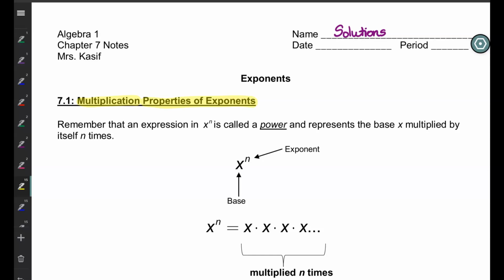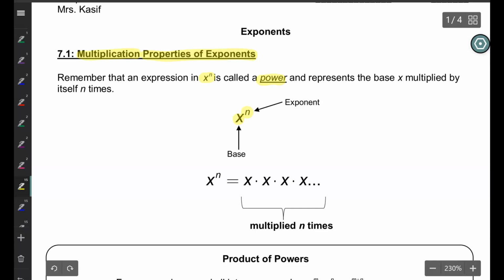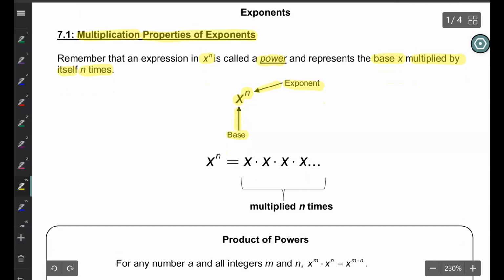What is an exponent? If you recall, when you have something to a power, that exponent is how many times you multiply the base together. So the base is x multiplied by itself n times. The big number is the base, the little number is the exponent, and whatever this number is, that's how many get multiplied together. So for example, if I have x to the 4th, that means x multiplied by itself 4 times.